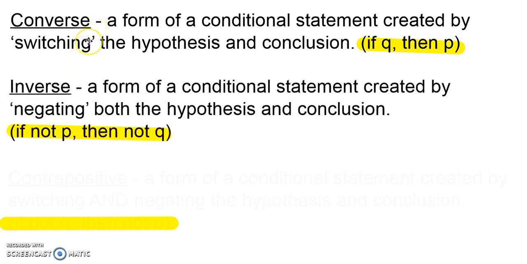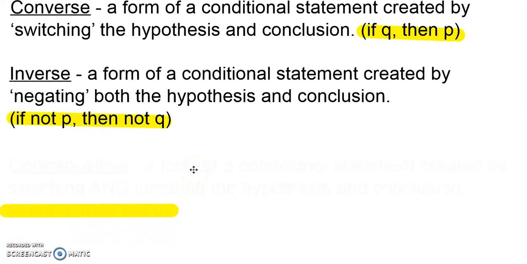Then we have the inverse. Inverse is a form of a conditional statement created by negating both the hypothesis and conclusion. So we keep it in the PQ format, but we're going to say not for both of them. So if not P, then not Q. You can think of the inverse as the opposite, so we're kind of saying the opposite, where instead of saying it is this, we're saying it's not this.